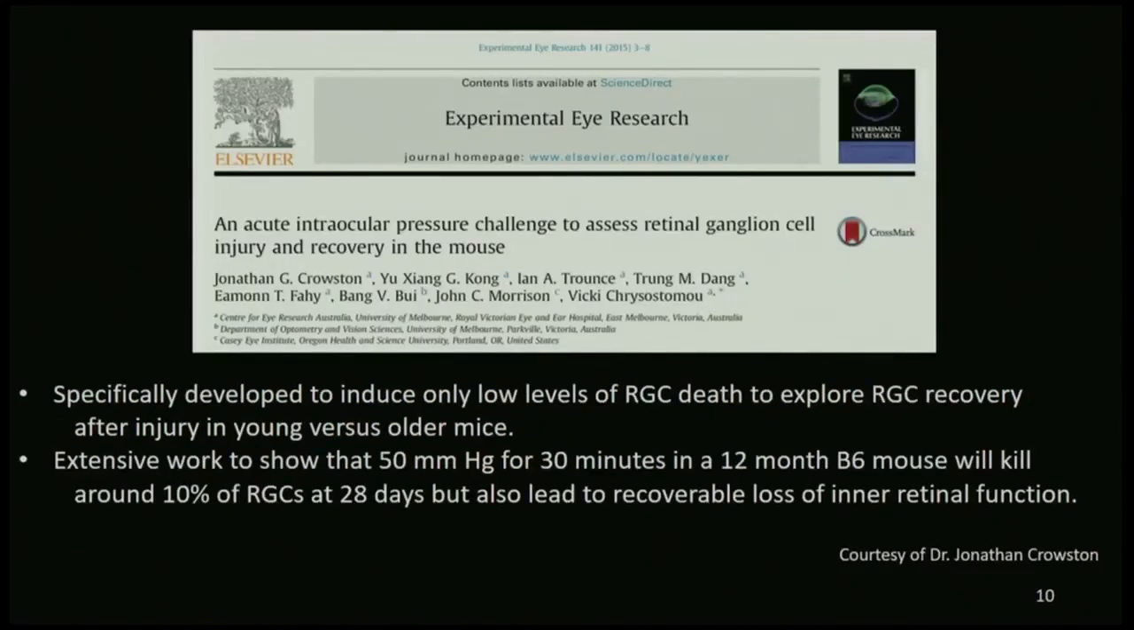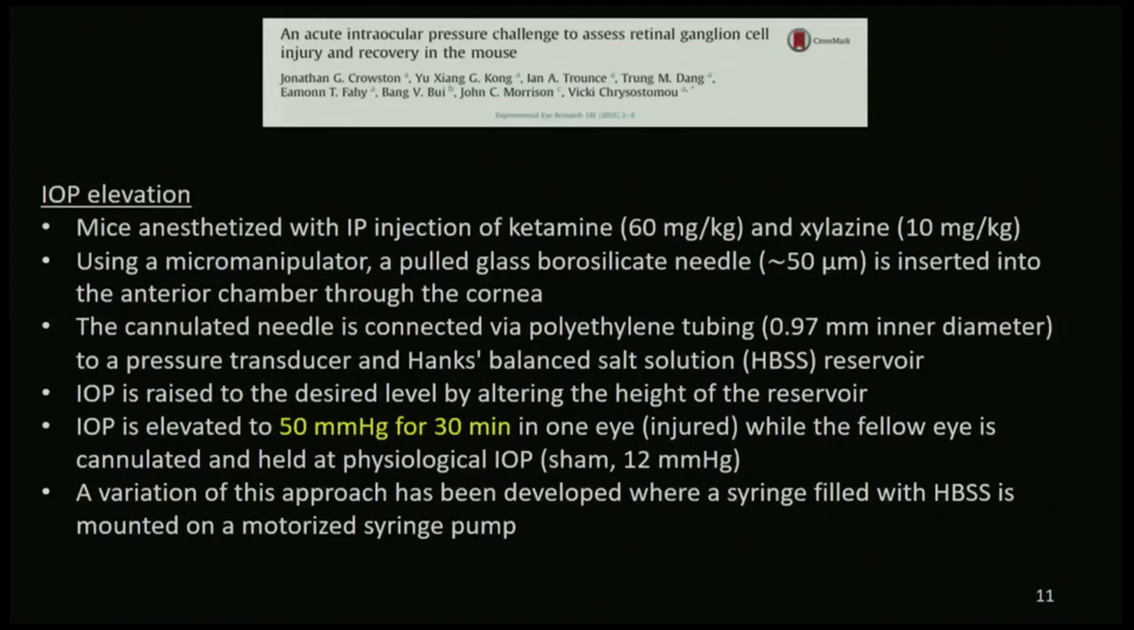So here's that first model that I spoke to you about by Crowston and Bowie and colleagues. This model was specifically developed to induce very low levels of RGC death, okay, to explore RGC recovery after injury in young versus older animals, older mice specifically. They did extensive work to show that 50 millimeters of mercury for 30 minutes in 12-month-old B6 mice, so it's very specific, will kill around 10% of RGCs at 28 days, but also led to a recoverable loss of inner retinal function.